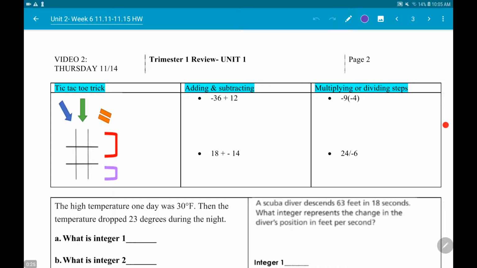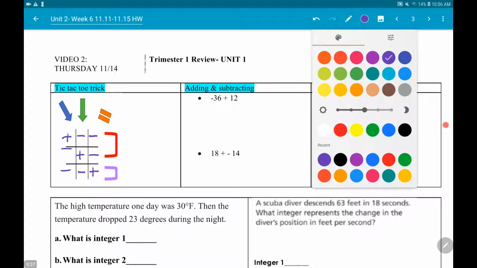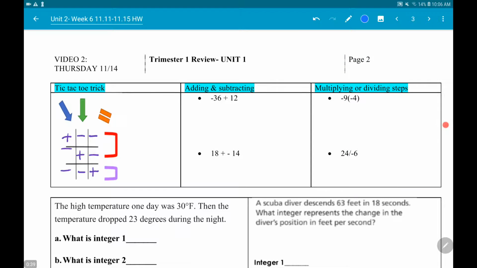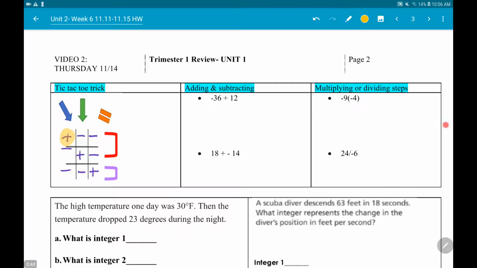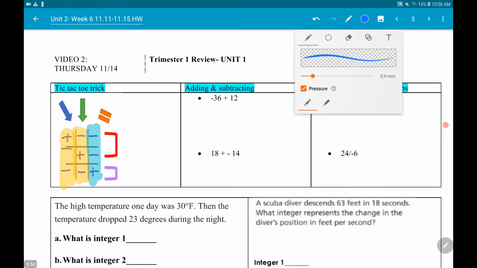So the first unit, we talked a lot about integer operations or rational numbers. So we start with our tic-tac-toe board. All right, and if we remember how to use this, I look at my first two columns. So if I have a plus and then a minus, what does that equal? And then our last column tells us how the sign changes.